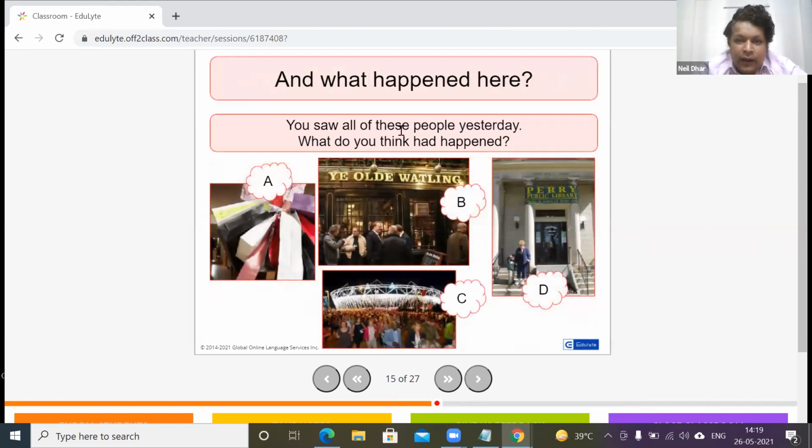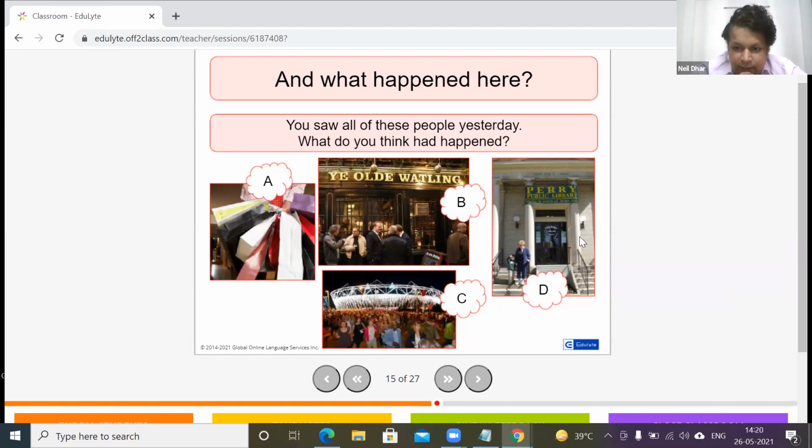Okay, moving on. What happened here? You saw all of these people yesterday. What do you think happened? A, what do you think this person had been doing? Shopping. Great. B, they had been drinking or socializing. It looks like a pub. Yes. C, it's a fair. They had been attending a fair. That is the past perfect continuous. And past simple is they attended a fair. What actually is a fair? A fair is what you call in Hindi a mela. Okay. Number D.